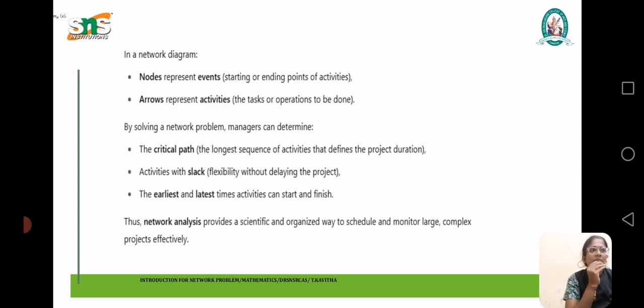In a network diagram, nodes represent events, the starting or ending points of activities. Arrows represent activities, the tasks or operations to be done. By solving a network problem, managers can determine the critical path, the longest sequence of activities that defines the project duration. They can find activities with slack, that is, flexibility without delaying the project. They can also find the earliest and latest times activities can start and finish. Thus, network analysis provides a scientific and organized way to schedule and monitor large, complex projects effectively.